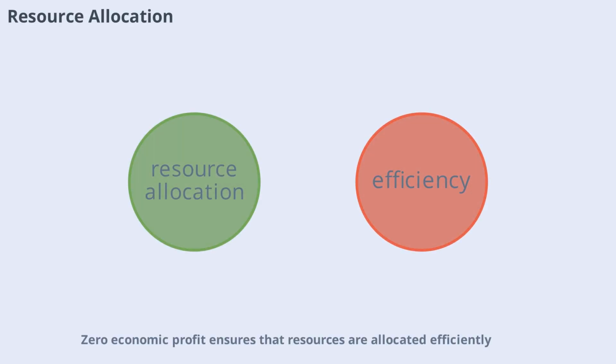Zero economic profit ensures that resources are allocated efficiently. Firms that can't cover their costs will exit, freeing up resources for more productive uses. This process helps the economy grow and adapt to changing consumer preferences and technological advances.